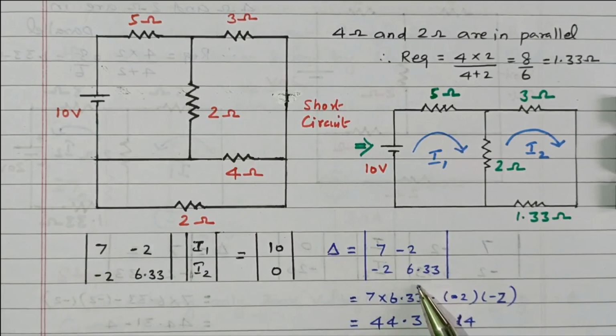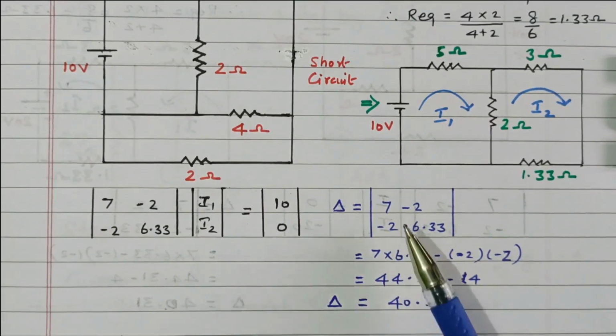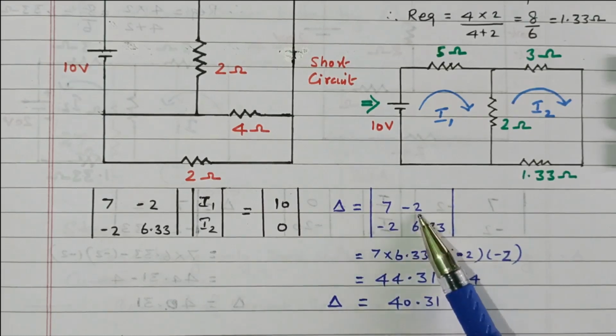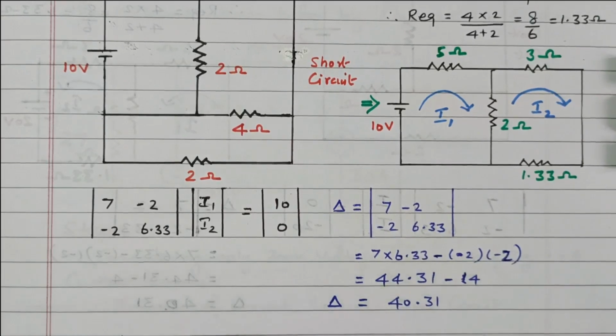We need to find the del value. We need to simplify this. We have to find the determinant of this matrix. So 7 into 6.33 minus 2 into minus 2. There is already one minus available here. This is also minus 2. This is also minus 2.